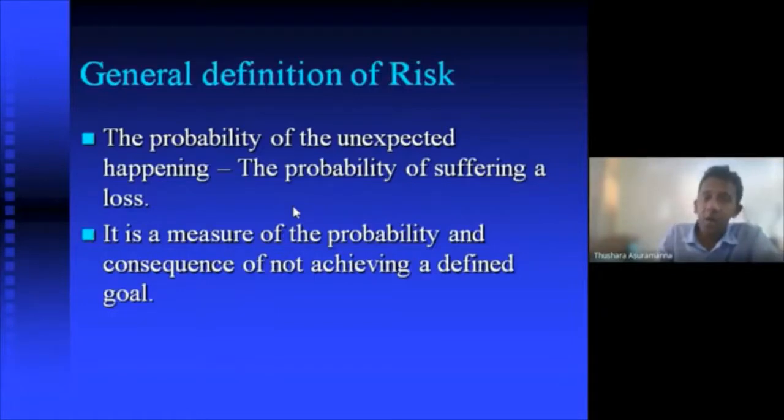It's a measure of the probability and the consequence of not achieving the defined goal. How much is the probability? 1% to 2% to 10%? Based on that, it gives the quantification of your risk. Say you have a customer. Now, the probability of the customer defaulting is 1%, 2%, 5%, 10%. 10% probability means higher loss. 1% probability is a lower loss. So the risk levels are different. We need to know which type of customers I am lending to.